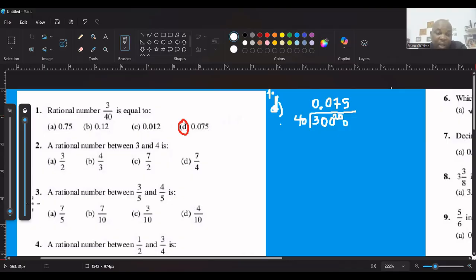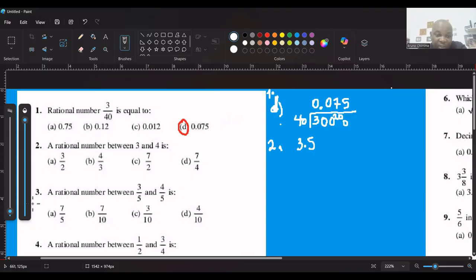By us finding out the answer, straightforward. I think we should do the same thing. So for question 2, a rational number between 3 and 4. This is an interesting one. What about 3.5? 3.5 is a rational number between 3 and 4.